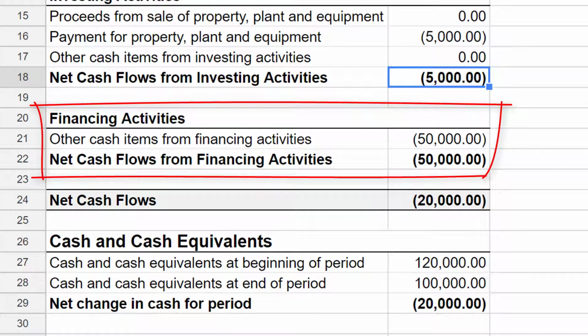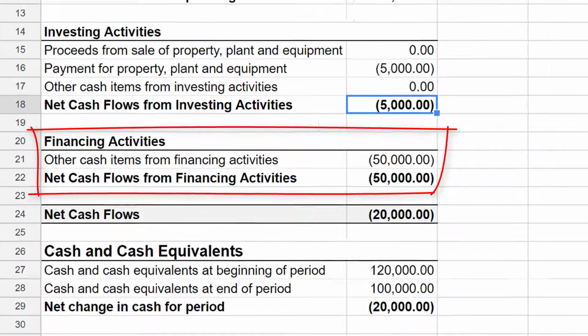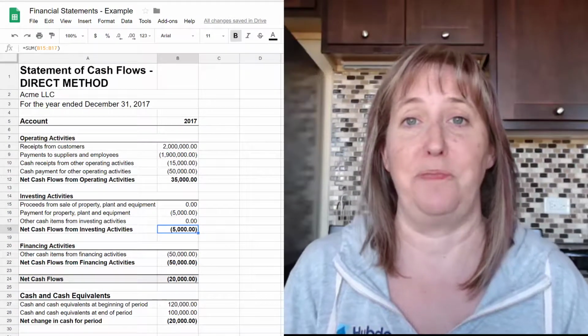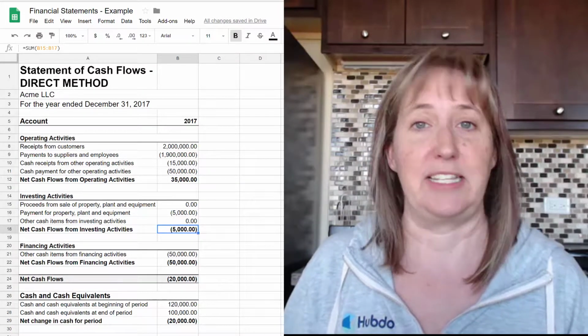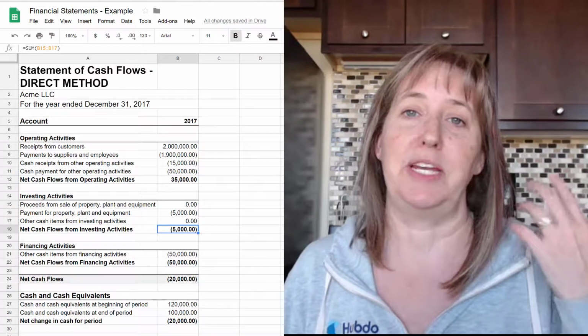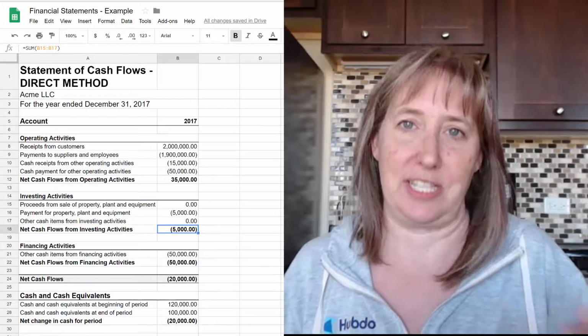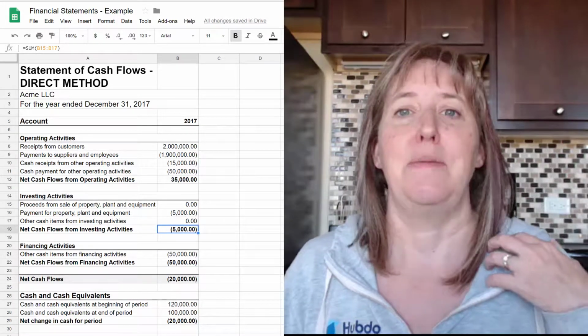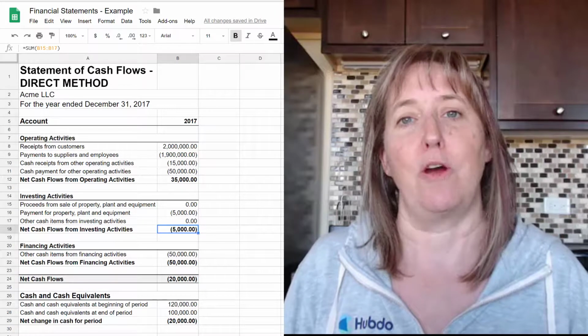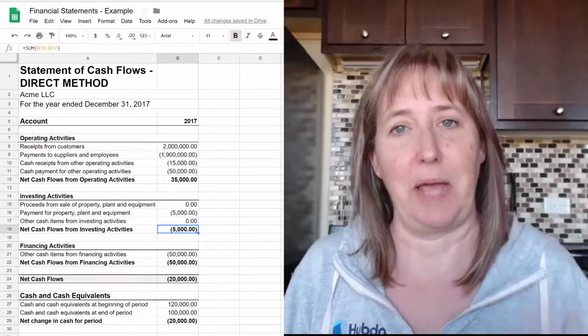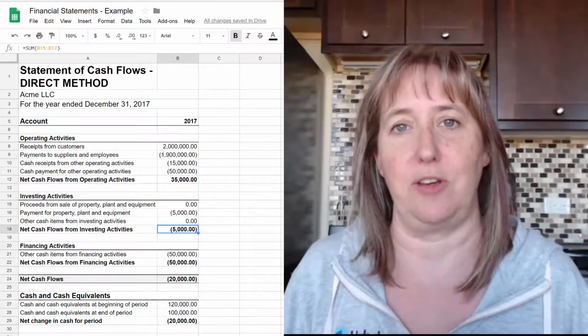The last piece is financing activities. This is literally financing. So if you take out a loan, that's going to increase your cash, but it's not part of your operations. It's increasing cash because you got financing. Or if you're paying down a debt, you're paying your loan down, it's going to reduce your cash flow.